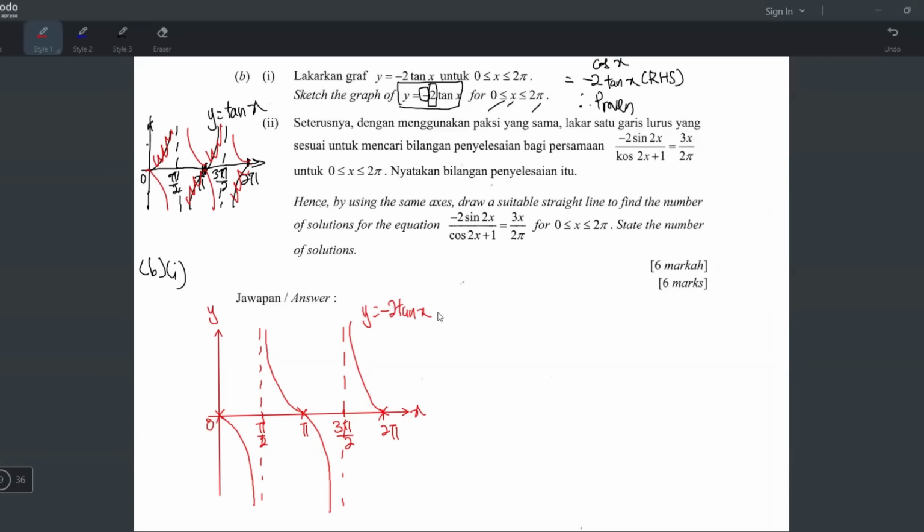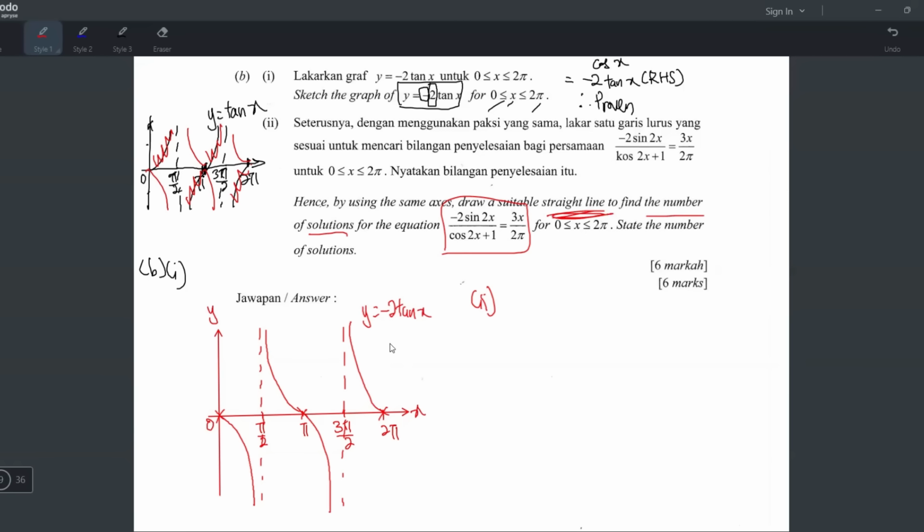Now we can do the second question. Hence, by using the same axis, draw a suitable straight line to find the number of solutions. The exam likes to ask this one. They always ask to sketch and then find the number of solutions. Number of solutions means the number of intersection points, how many times it intersects. For the equation, for 0 to pi, state the number of solutions. First, what they want us to do is draw a straight line here.